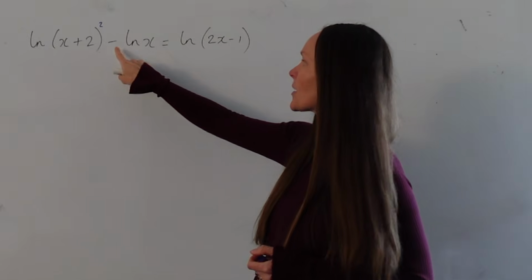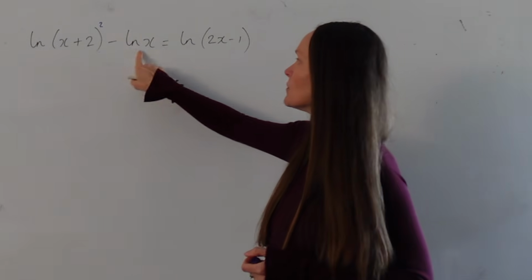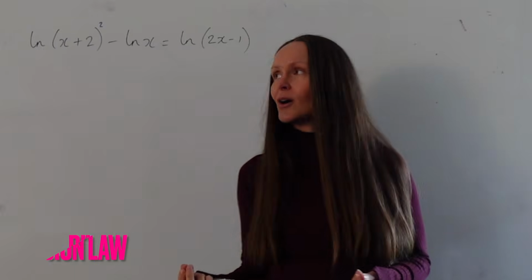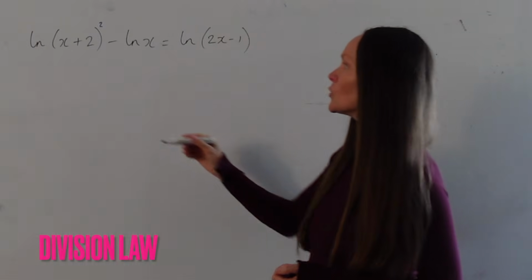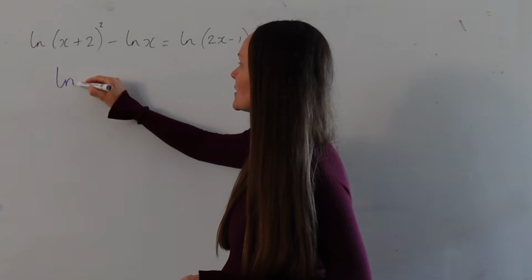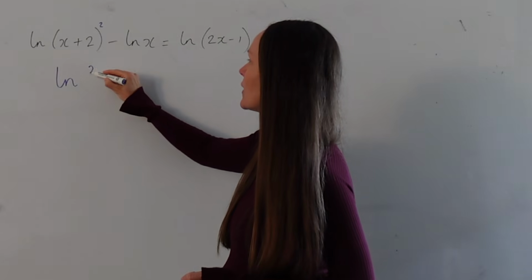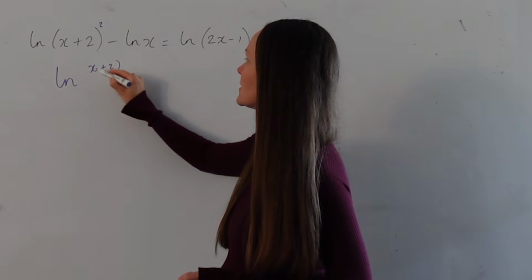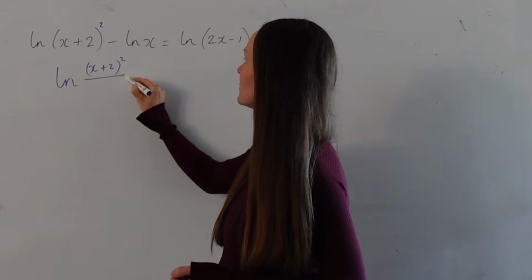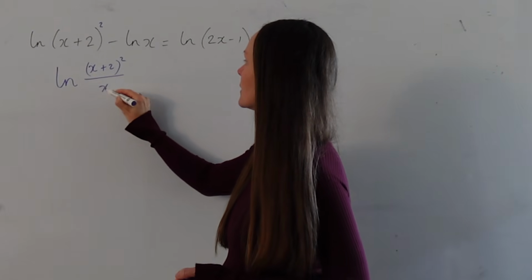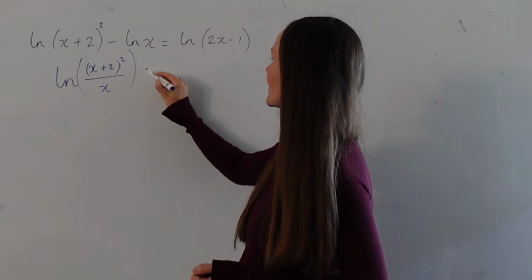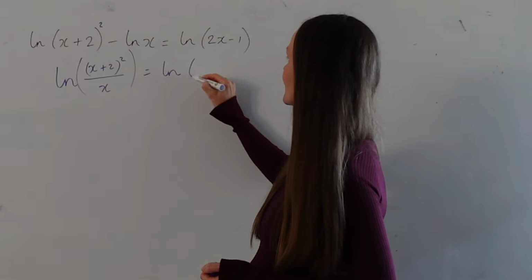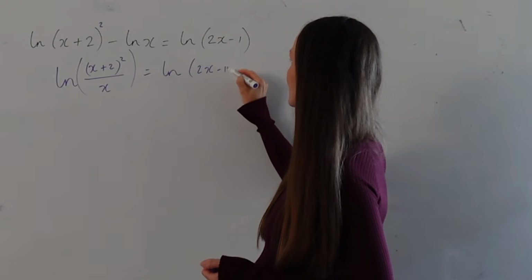And again, we're subtracting the natural logarithm, so I can also use the division law. So by using the division law, we can rewrite the left-hand side of this equation as ln of x plus 2 all squared, all divided by x. And the right-hand side I'm just going to leave as it is for now.